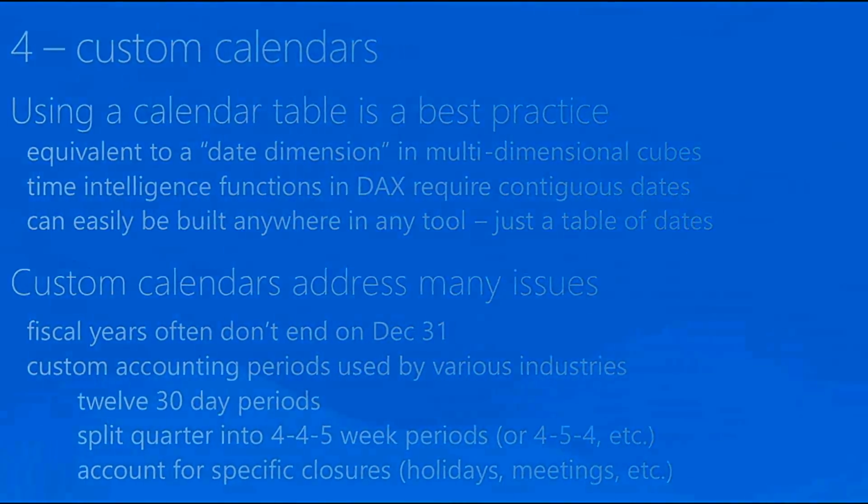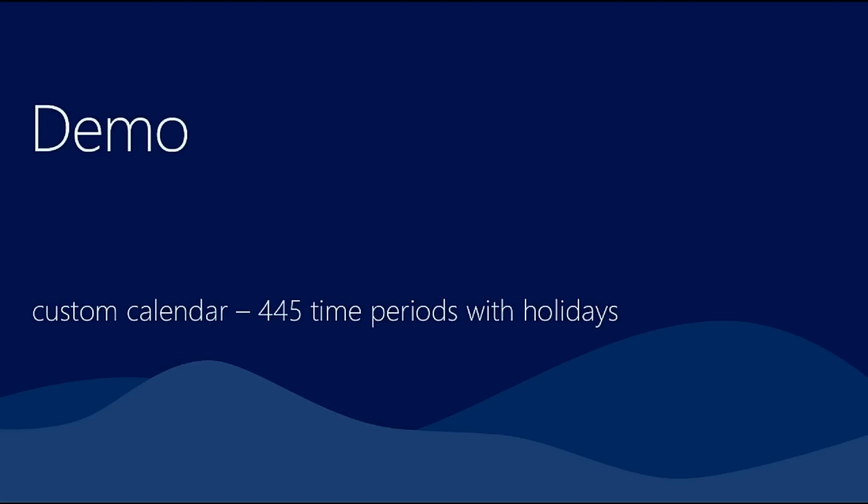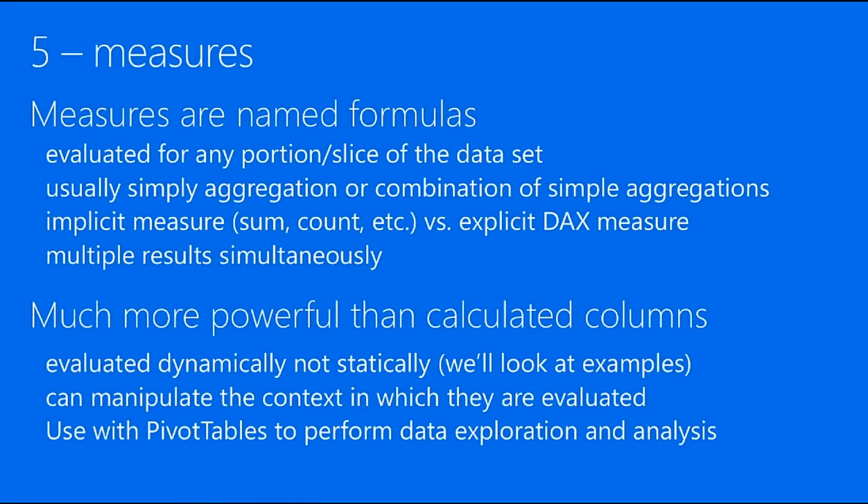I'll get slides caught up. Here we go. Okay. So I've mentioned that measures are named formulas, and that a good measure can be evaluated for any slice of the data. It should work when there are no rows, when there's one row, when there's half the data, and so on.